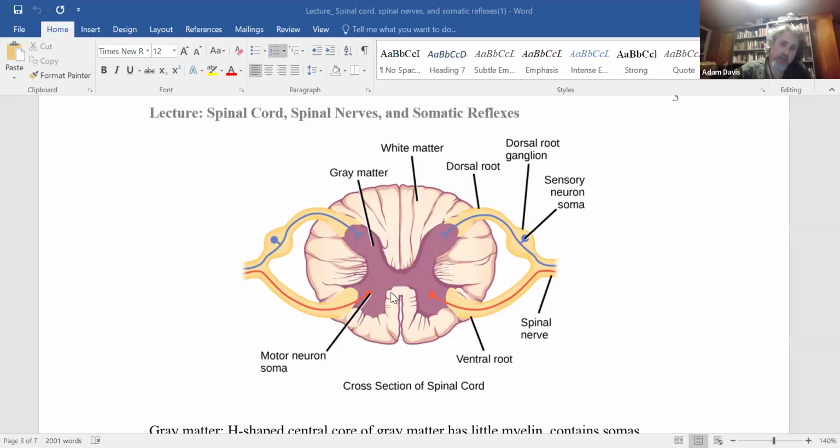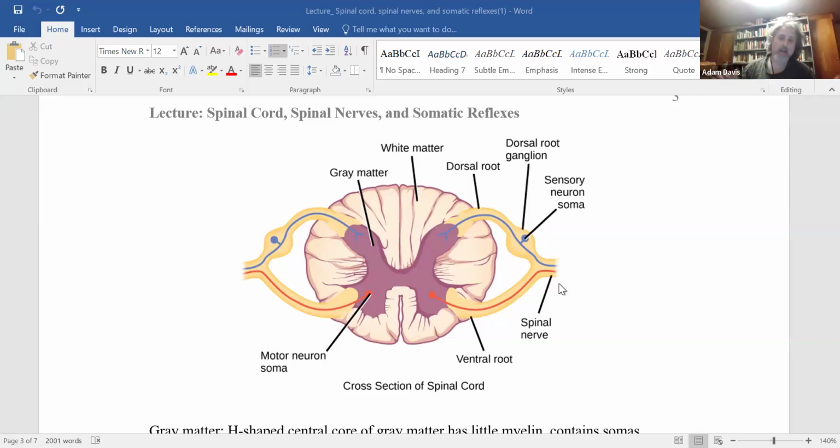Now, here are the ventral roots. The ventral roots, these are carrying away the motor data. The motor neurons originate inside the ventral horns. Their cell bodies are inside the spinal cord itself, and their axons go out as part of the spinal nerve. So motor data going out to the body goes out through the ventral roots.